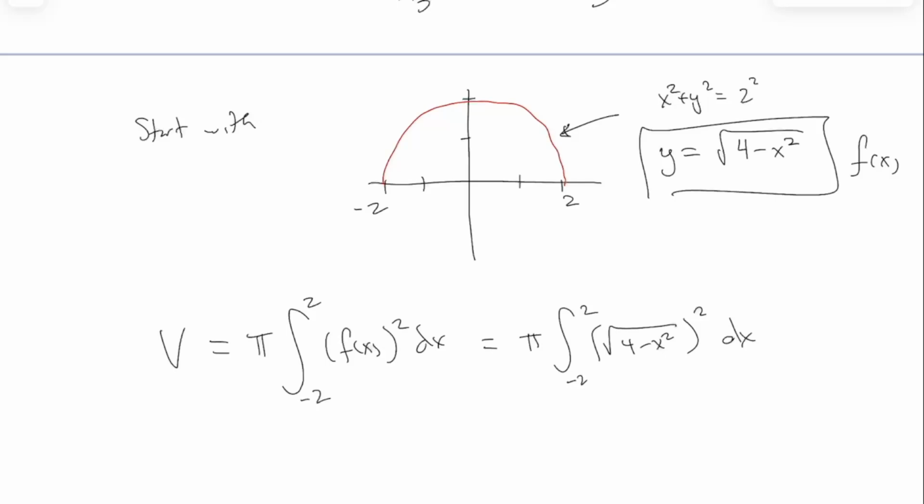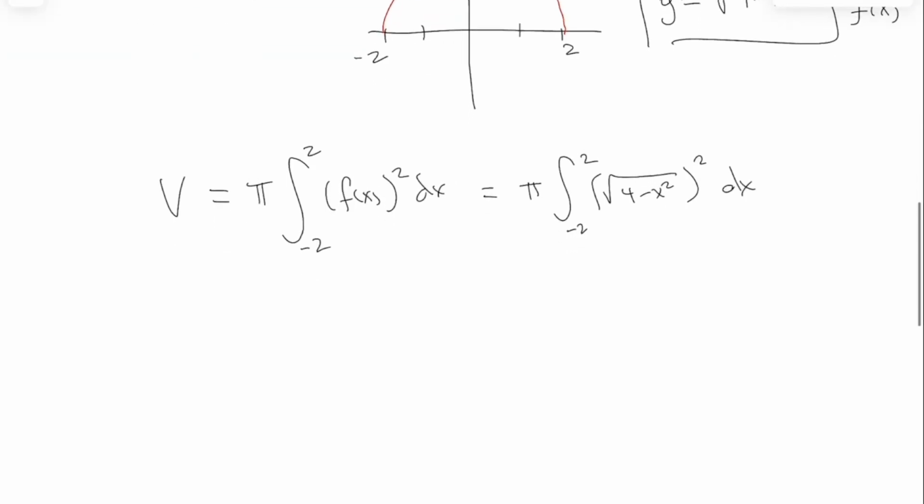And what happens with the square root and the squared? They kind of kill each other, right? You have the square root of something, but then you square it. That is equivalent to just forgetting about the square root and the square. So it's pi integral from -2 to 2 of 4 minus x squared dx. And this is an easy integral, right? No funny business in there. You can just immediately find the integral.